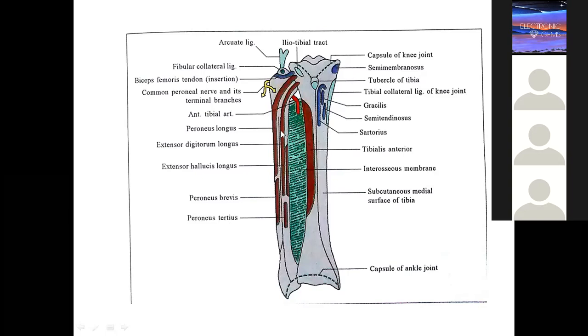So from the medial surface, you tell me what are the muscles originating? Extensor digitorum longus. Very good. And extensor hallucis longus. Very good. Peroneus tertius. Very good. What is the meaning of digitorum from the upper limb knowledge? Fingers, it splits into digits. Four digits. Very good.